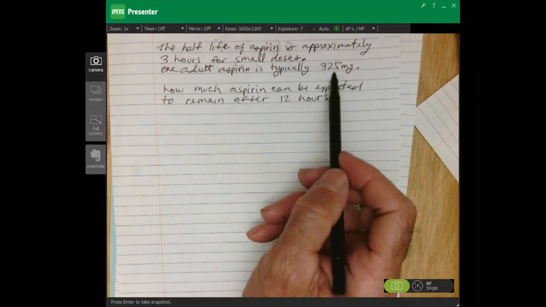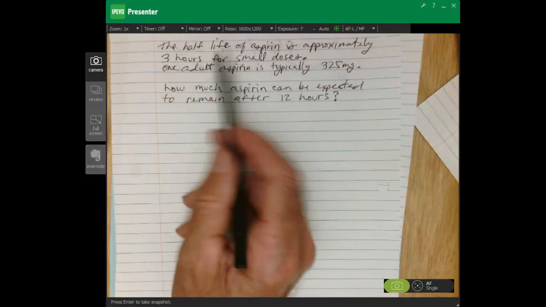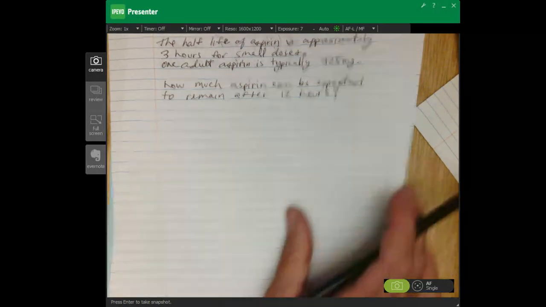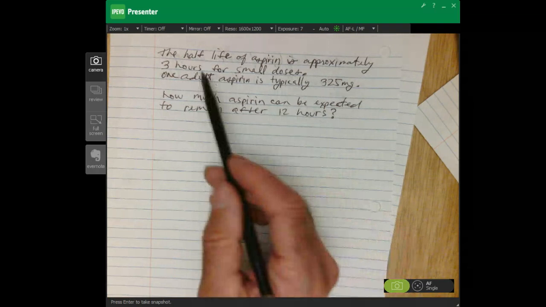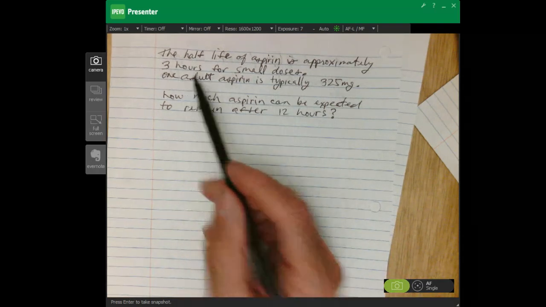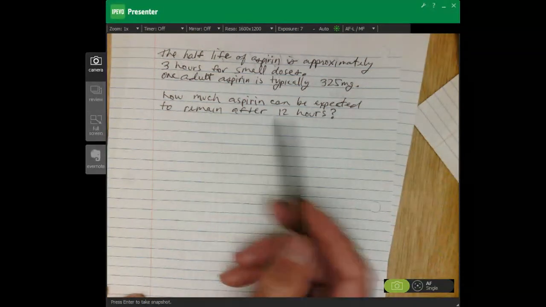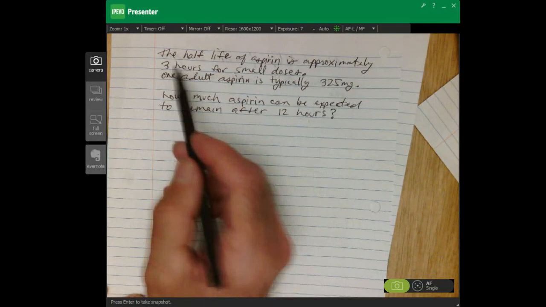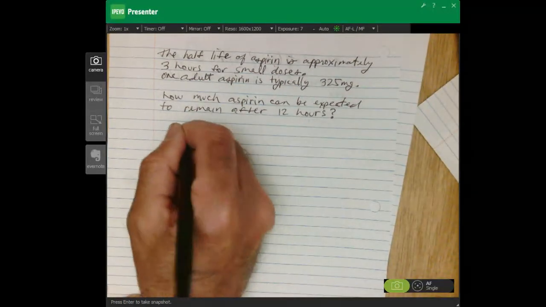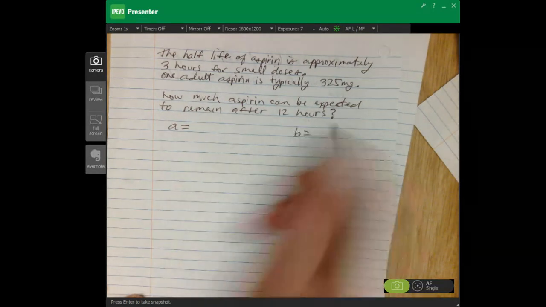And so one adult aspirin is typically 325 milligrams. For larger doses of aspirin, it'll stay in your body for longer for various reasons. But for small doses, it'll stay in for about 3 hours. So the question is, how much aspirin can be expected to remain after 12 hours? Now, in this case, we'll start off with exactly the same as we did before.